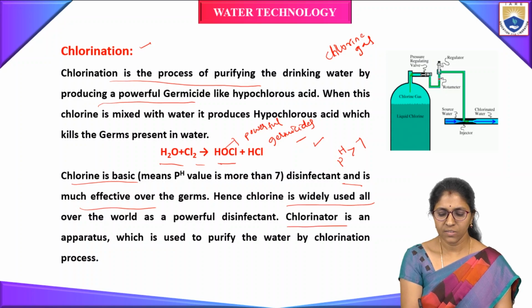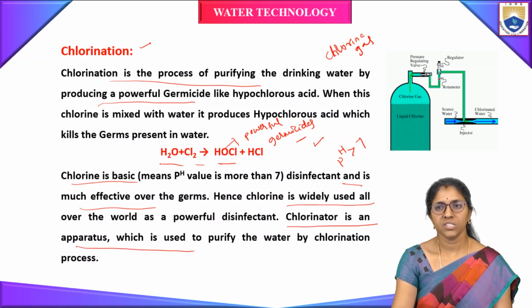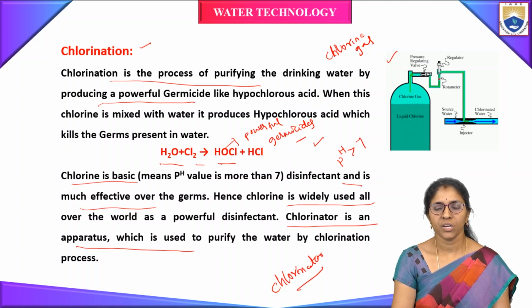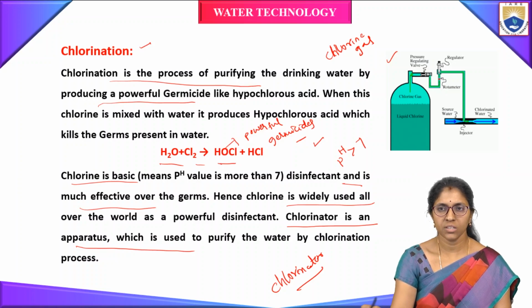So a chlorinator is an apparatus which is used to purify the water by the chlorination process. For the chlorination process, we are using a chlorinator. By using this apparatus, we are doing chlorination to kill the microorganisms, to kill the germs which are present in water.